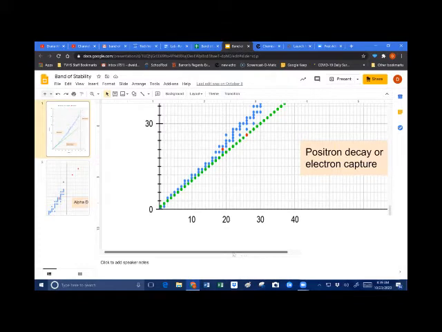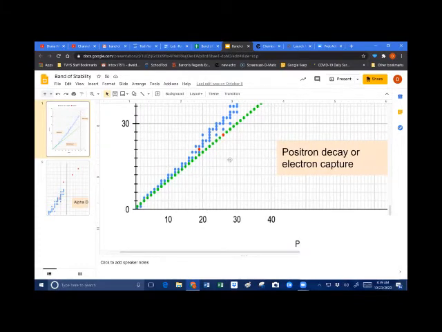So let's look at another example. Look at this one. This red dot is, I think that might be iron. But anyway, the radioisotope is the red dot here. The blue dots above it are the stable isotopes of that element. So everything in a vertical line is the same element. This red dot is unstable. The blue dots are stable.